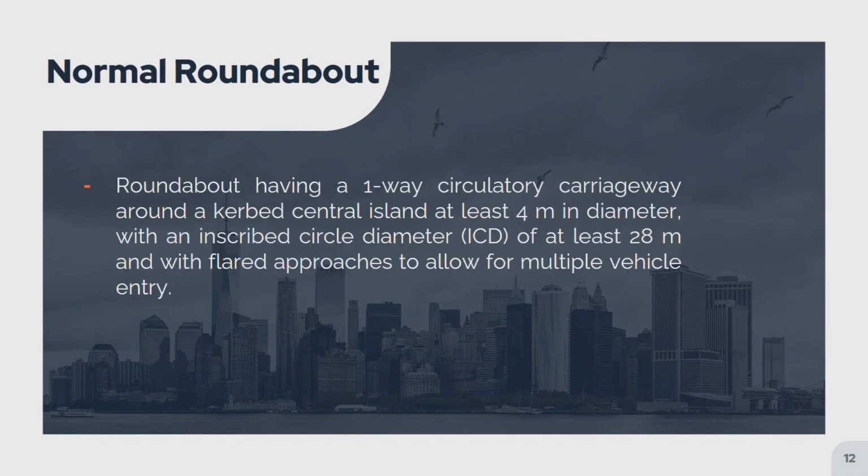The second type of roundabout is the normal roundabout. It has a one-way circulatory carriageway around a curved central island at least 4 meters in diameter, with an inscribed circle diameter of at least 28 meters and with flared approaches to allow for multiple vehicle entry. The number of recommended entry arms is either 3 or 4. If the number is above 4, the roundabout becomes larger with the probability that higher circulatory speeds will be generated. In such situations, double roundabouts may be provided as a solution.